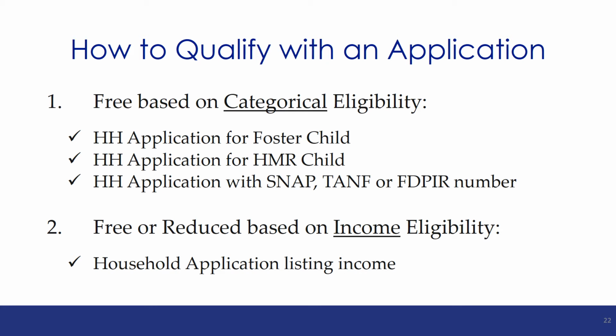We're going to go through some different examples of approving a meal application. But before we do that, let's do a quick review of how households qualify for free or reduced price meals with an application. Households that complete an application with foster, homeless, migrant, or runaway children, or households listing a master case number are categorically eligible for free meals. For households listing income on their application, depending on household size, the family may qualify for free or reduced price meals or may be denied meal benefits.